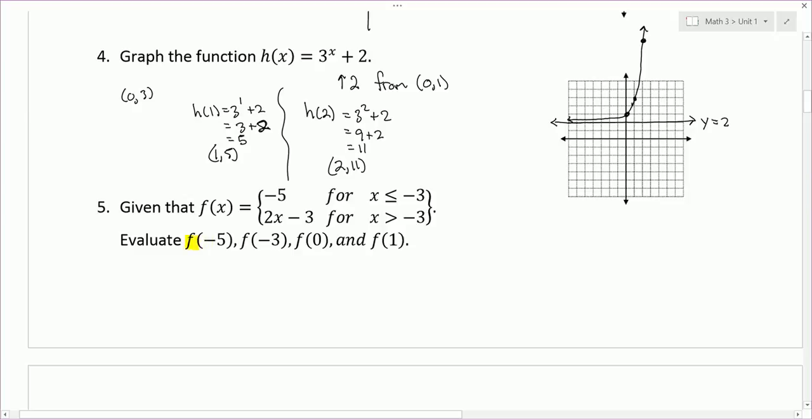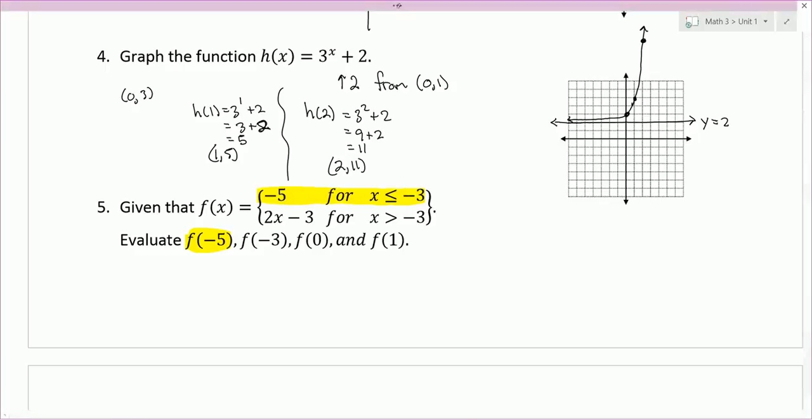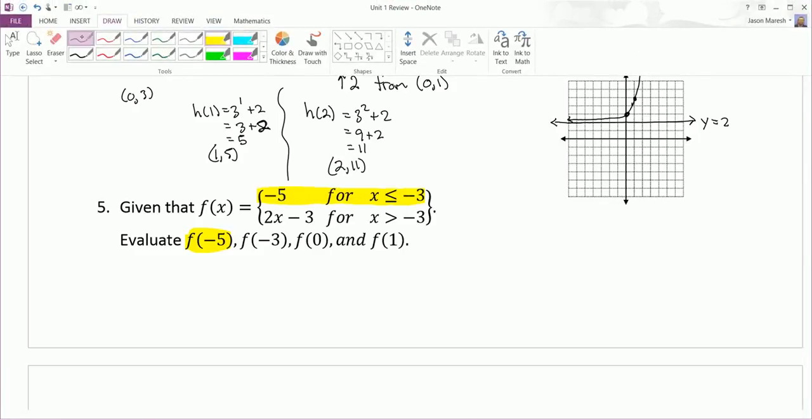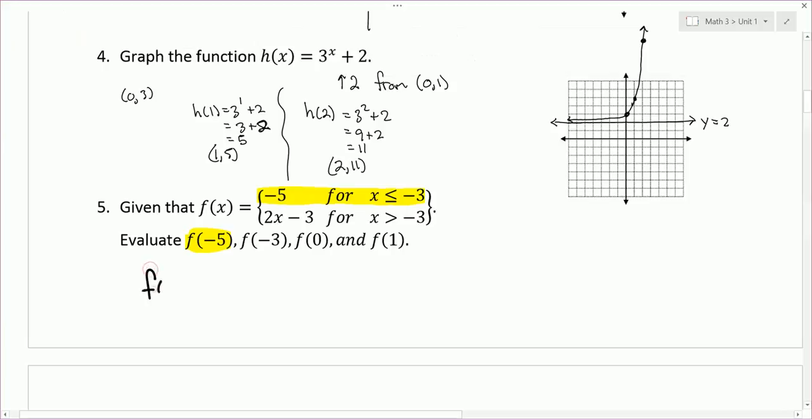f of negative 5. x is negative 5, and how does that compare to negative 3? Negative 5 is less than negative 3, and so we are going to be working with the top part only, and so we can write f of negative 5 equals, our answer is negative 5.